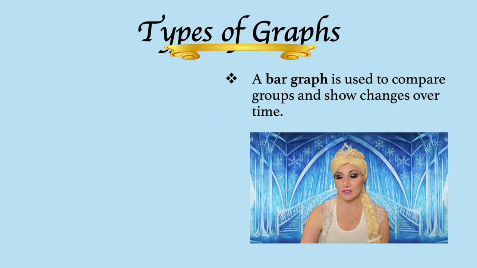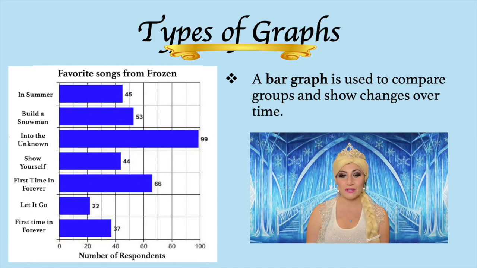The third type of graph we'll talk about is a bar graph. A bar graph is used to compare groups and show changes over time. So for example, if we take a look at this graph, we can look at favorite songs from Frozen.